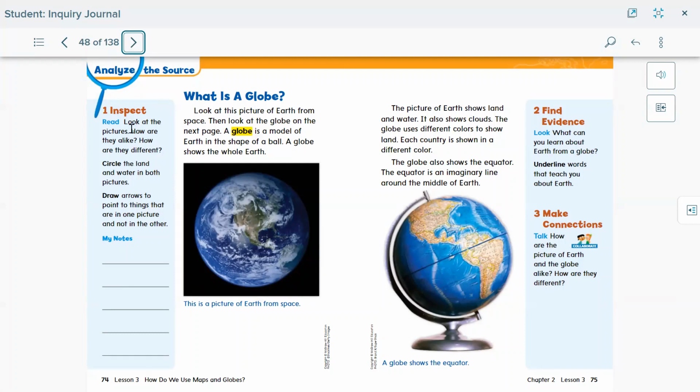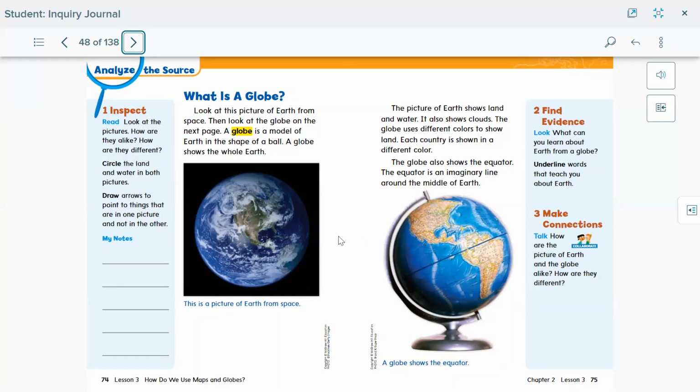All right. Let's see what we have here. Look at the pictures. How are they alike? How are they different? So we have one picture here and one picture on the next page. Let's read the next page. The picture of Earth shows land and water. It also shows clouds. The globe uses different colors to show land. Each country is shown in a different color. The globe also shows the equator. The equator is an imaginary line around the middle of Earth.